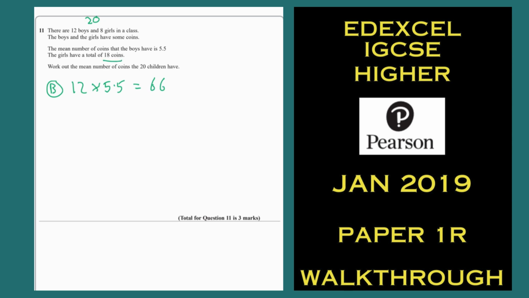The girls, we already know how many coins they've got, so actually there's no work to be done there. We can just move on to finding the total. There's 84 coins belonging to members of this class, and we need to divide it by the 20 students. So you either get 21 fifths, 4 and a fifth, or 4.2.